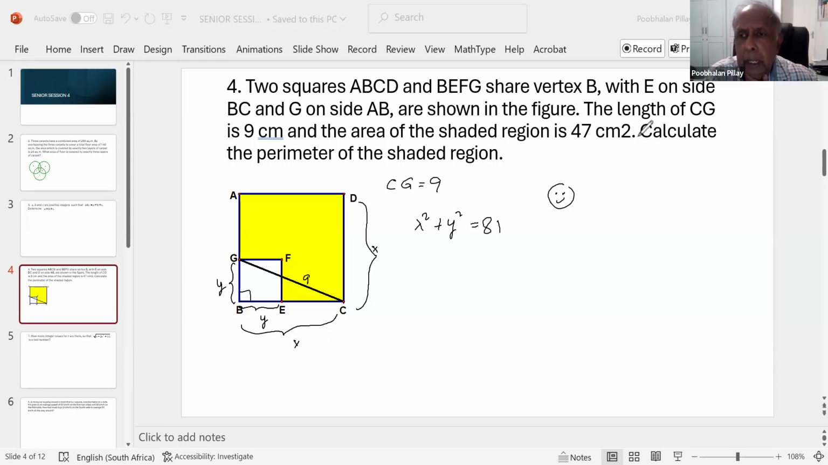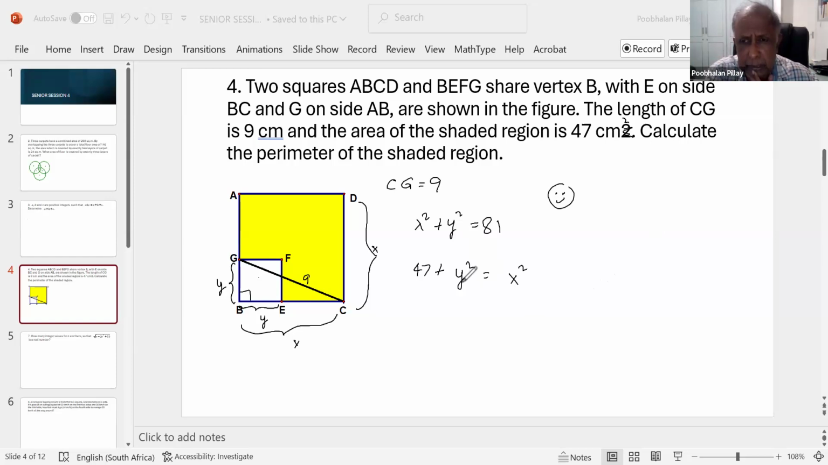All right. Okay, so we just used the 9 to get an equation, but now we still need to use the 47. So you got 47. Remember, 47, that's the yellow part, plus the white part. The area of this here is y squared. So if you add the shaded part plus the white part, you're going to get the area of the whole square. And the side of this whole square is x. So the area of the whole square is x squared. Okay. So again, you have another equation in x and y.